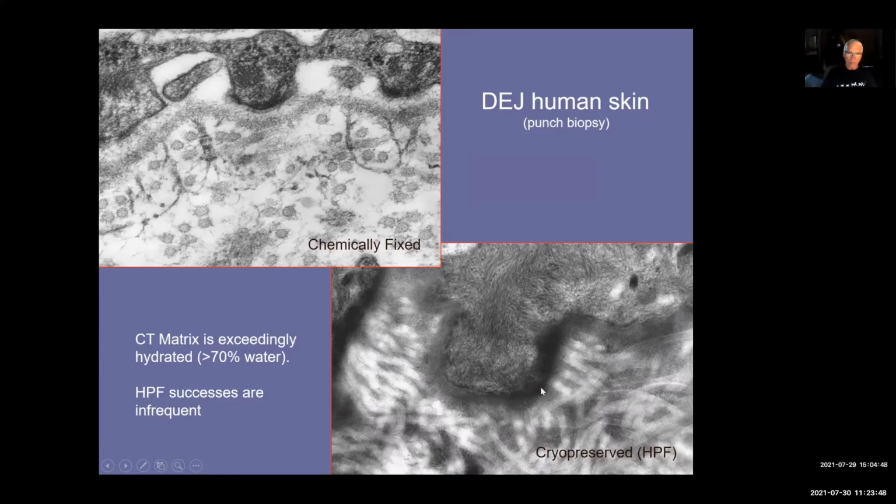I'll also finally mention that the connective tissue matrix is exceedingly hydrated. It's about 70% water in skin. So in order to turn that water into amorphous non-crystalline ice, which is the objective of high pressure freezing, the high pressure freezing successes are just infrequent. So we certainly can't sacrifice a biopsy to high pressure freezing.